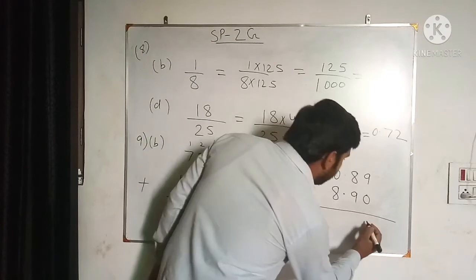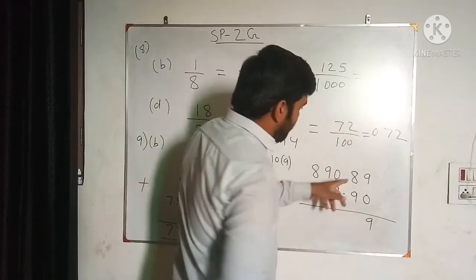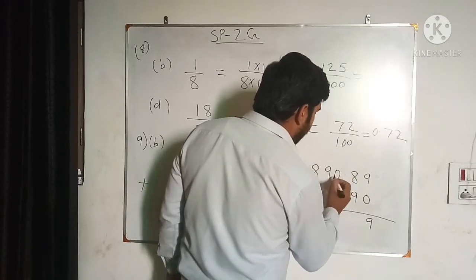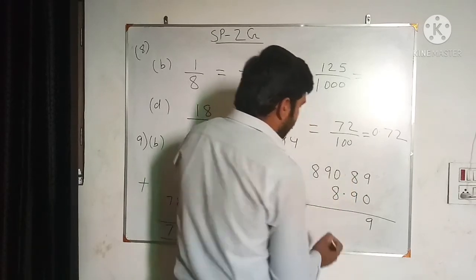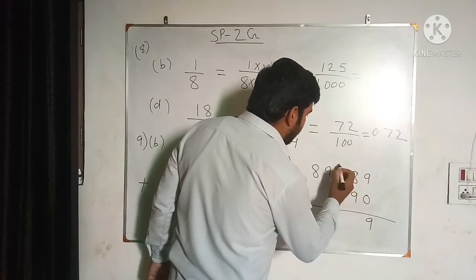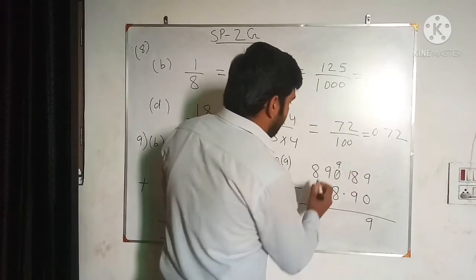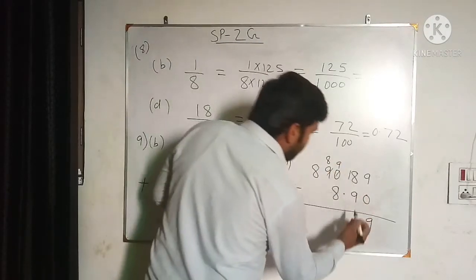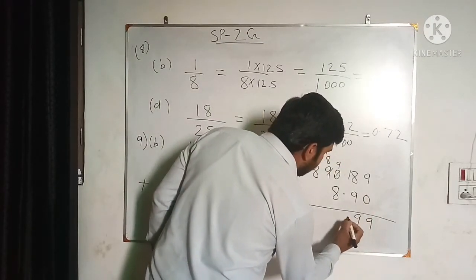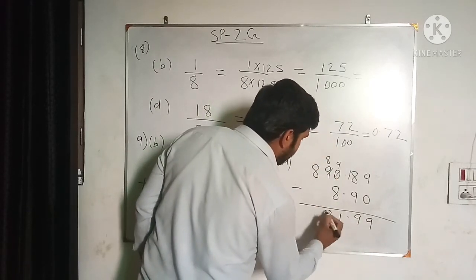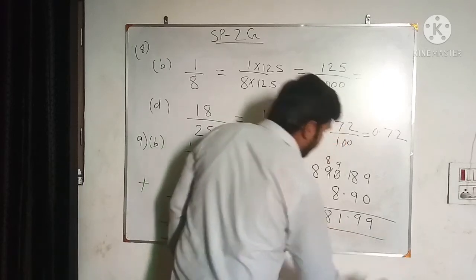So 9 minus 0 gives 9. From 8, 9 cannot be subtracted. Borrow 1, it will become 18. But it cannot give 1, so it will ask from this 9. So it will become 18, the 9 will become 8. So from 18, subtract 9. 9 minus 8 gives you 1. Here it is 8. 881.99.